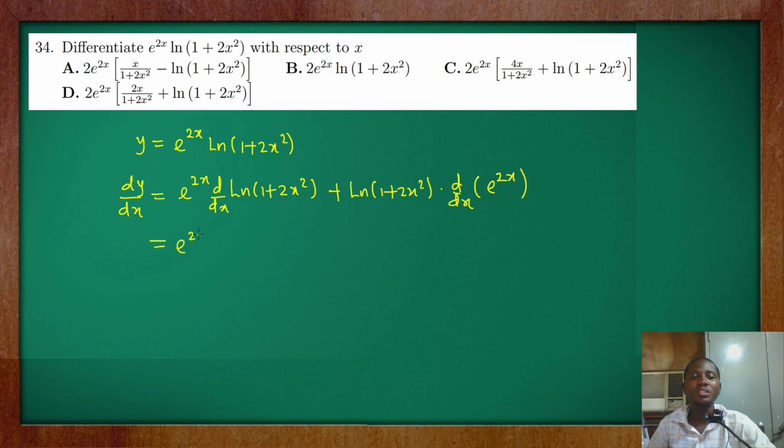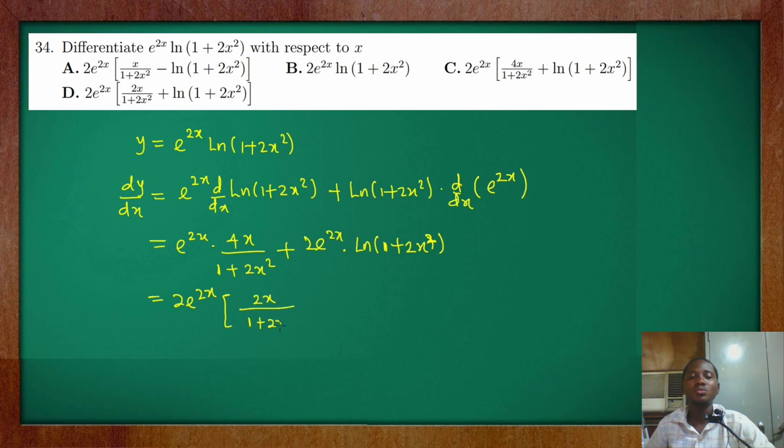So here we have e raised to power 2x multiplied by, if you differentiate ln(1 plus 2x squared), differentiate 2x squared, we have 4x divided by 1 plus 2x squared. Then plus, if you differentiate e raised to power 2x, definitely we have 2 e raised to power 2x, multiplied by ln(1 plus 2x squared). And here, if you factorize 2 e raised to power 2x outside, we'll be left with what? 2x inside over 1 plus 2x squared, then plus ln(1 plus 2x squared). So the correct option to this question is what? Option D. So next question.